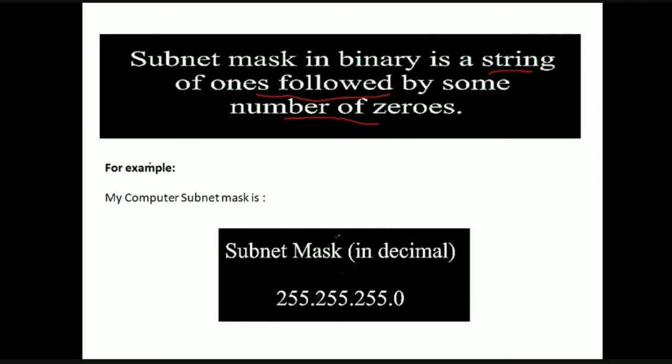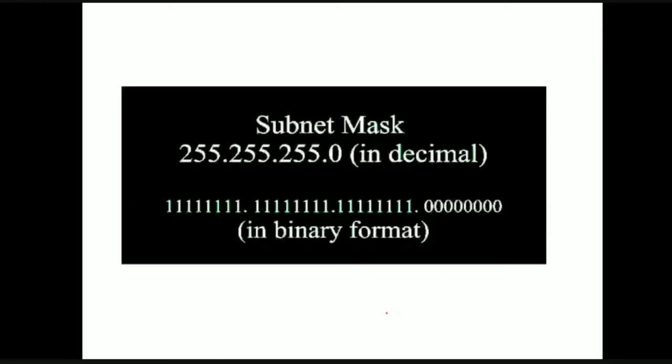For example, my computer, that is my laptop, has the subnet mask 255.255.255.0. So how did we get this subnet mask? I'll show you. This is the decimal representation of the subnet mask, and this is the binary format. The conversion of 255 from decimal to binary is all ones, and the last part is zero.